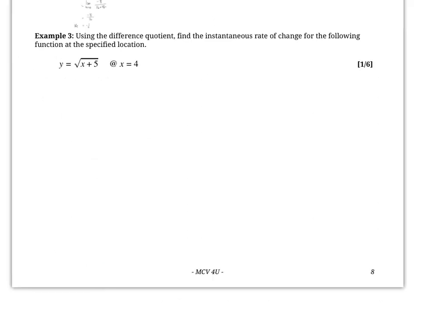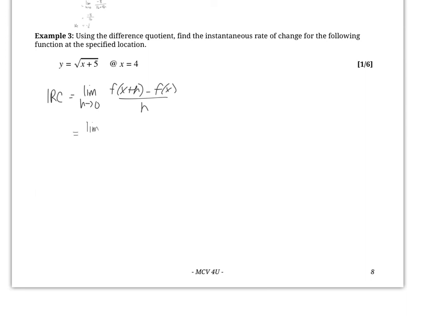Okay? So let's look at example 3 now. It has us finding the difference quotient at x equals 4, or the instantaneous rate of change of root x plus 5. So again, I'm going to start off by writing out my difference quotient. IRC is equal to the limit as h approaches 0 of f at x plus h minus f at x all over h, right?